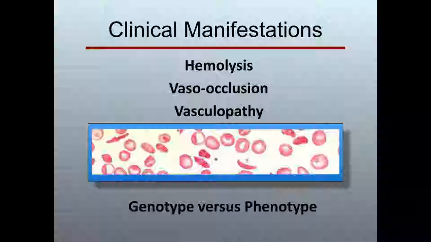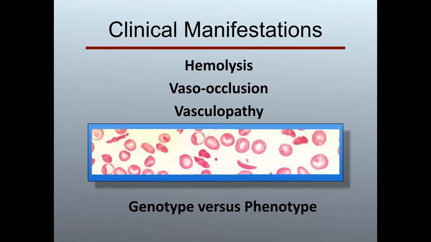And usually it's because of one of these three clinical manifestations. It's either hemolysis, vaso-occlusion, or vasculopathy. So pretty much every complication you can think of will fit into one of those categories. Hemolysis is the one that we always think about. You know, they have low hemoglobin. Vaso-occlusion is the one we see in the ED, so they come in for pain. And vasculopathy is stuff like pulmonary hypertension, strokes, and leg ulcers, which we don't necessarily see as often.